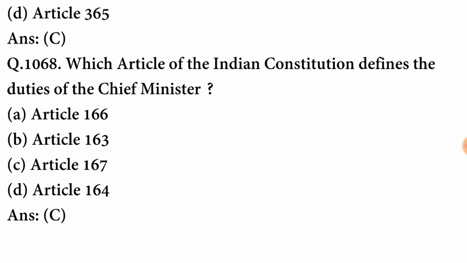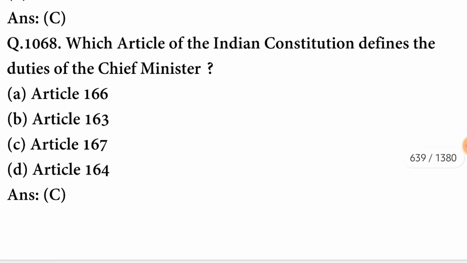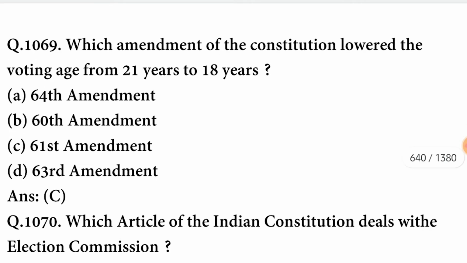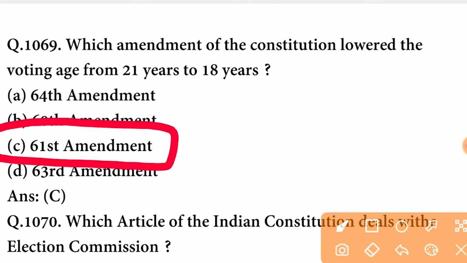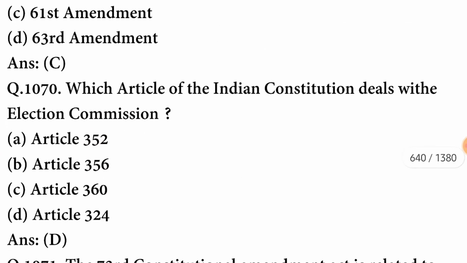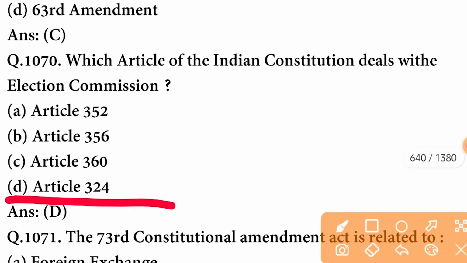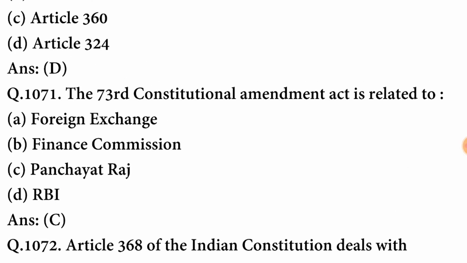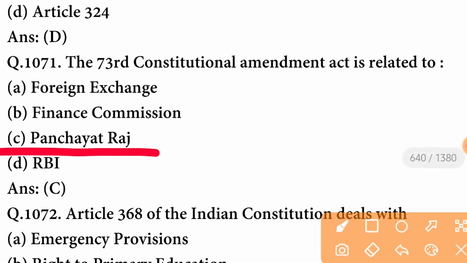Which article of the Indian Constitution defines the duties of Chief Minister? The article is Article 167. Which amendment of Indian Constitution lowered the voting age from 21 years to 18 years? The amendment is 61st Amendment. Which article of the Indian Constitution deals with Election Commission? The article is 324. The 73rd Constitutional Amendment Act is related to Panchayati Raj.